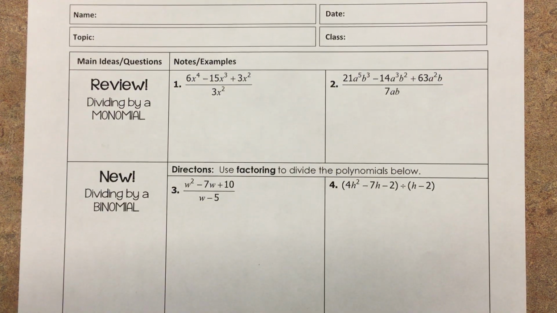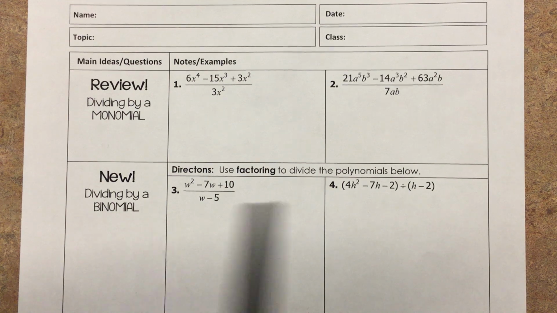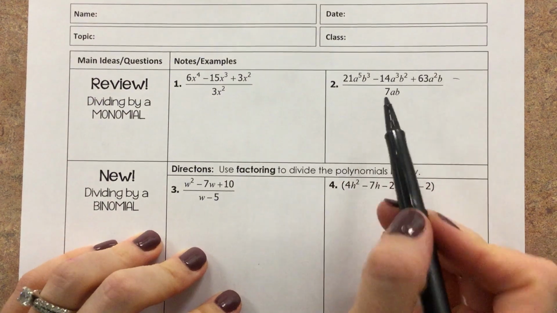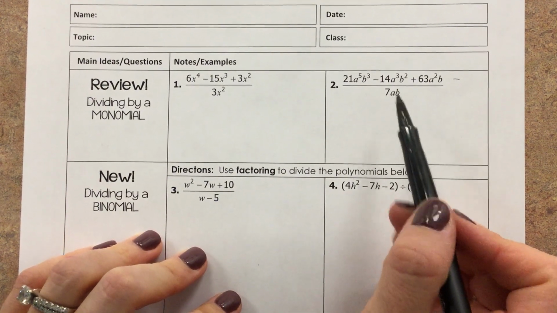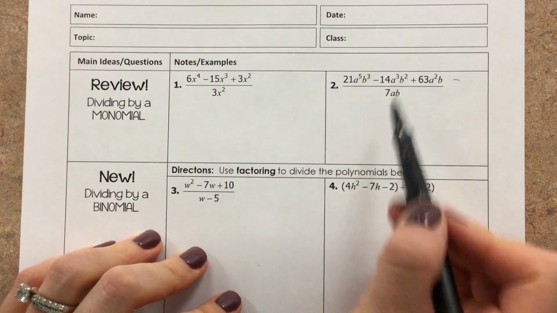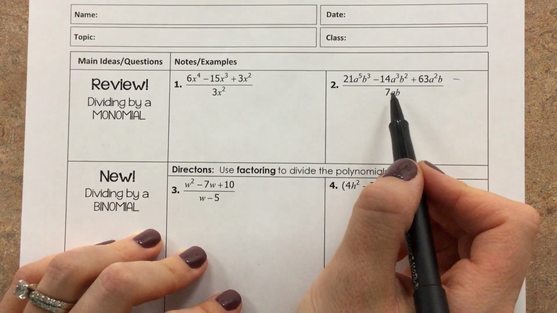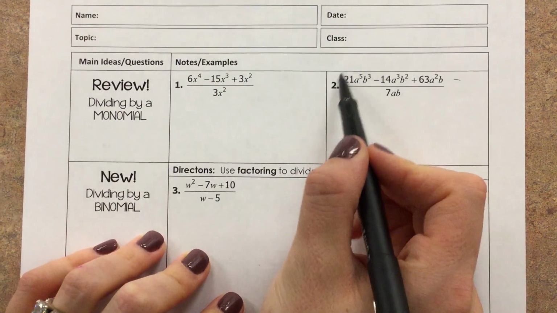Dividing by a monomial is pretty straightforward because you have just one thing that you need to divide. So we're going to look at number 2. We're supposed to be dividing all of this by 7ab. So it's almost like you're distributing the division. It's like you divide this by 7ab and then this and then this. So let's do that just to remind you how it works. So divide each piece by itself.